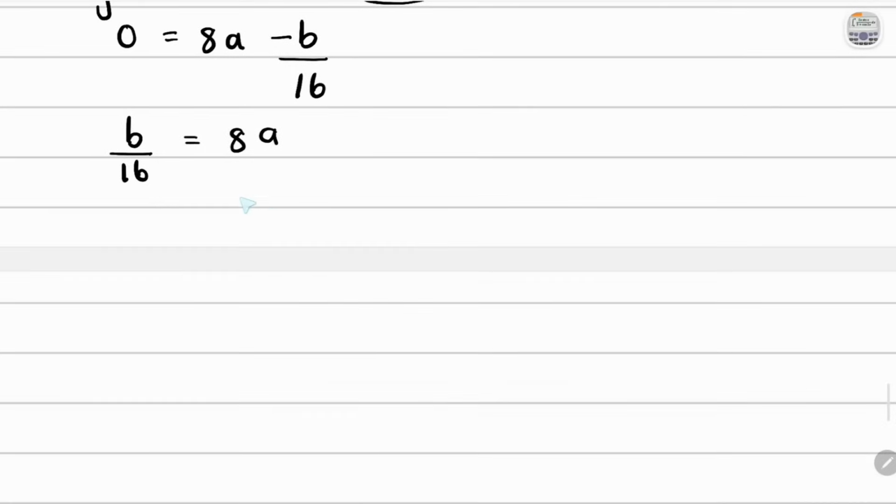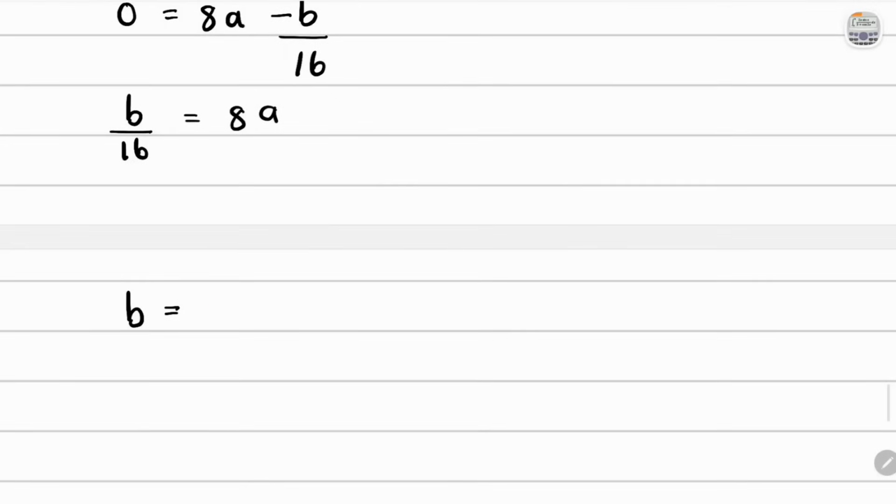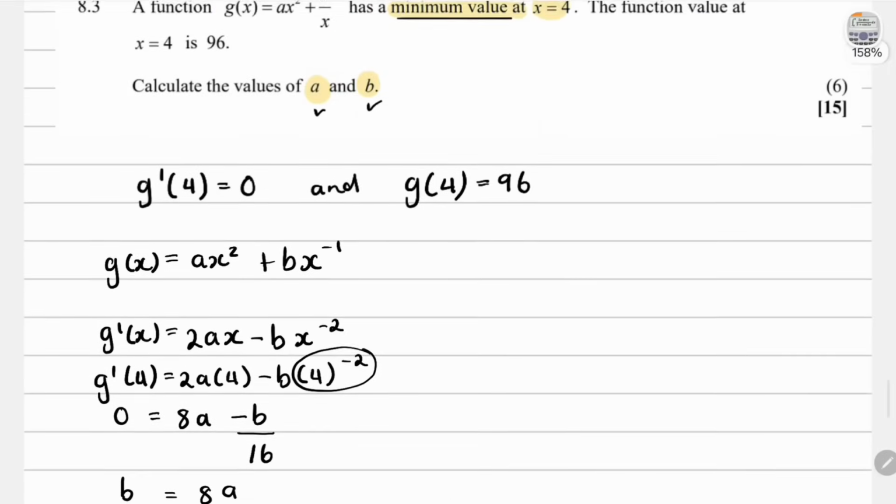And then to solve for b, we can cross multiply. So b times the invisible denominator of 1 is b, and then is equal to 16 times 8. That is 128, and then we have a. Okay, so we can go ahead and call this equation 1. And now let's form our equation 2.